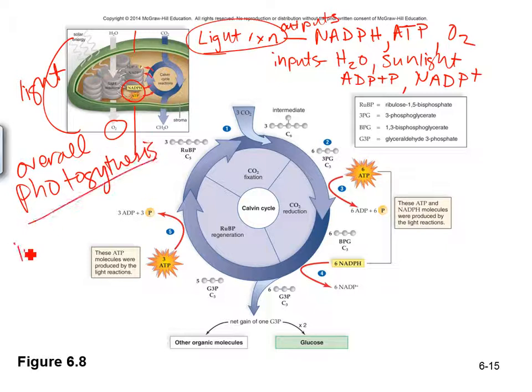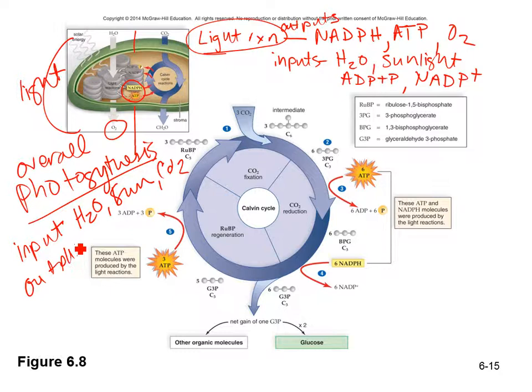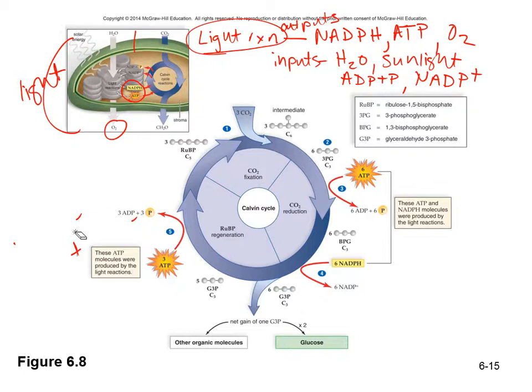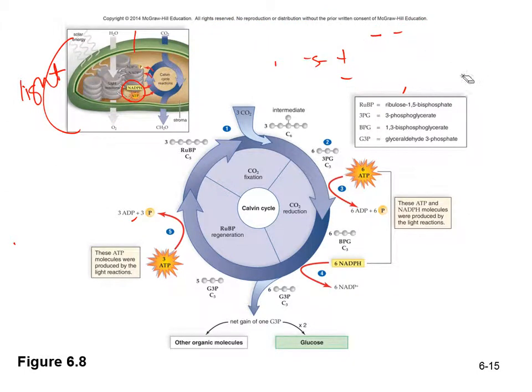Overall photosynthesis. Input is water, sun, CO2. Output is oxygen and carbohydrate, right? Okay. Just want to make sure we're all on the same page before we move on to this even more complex Calvin cycle. So this can get a little complicated.